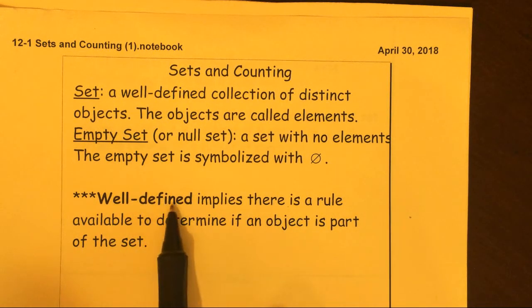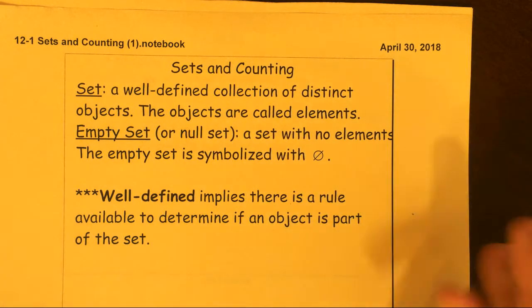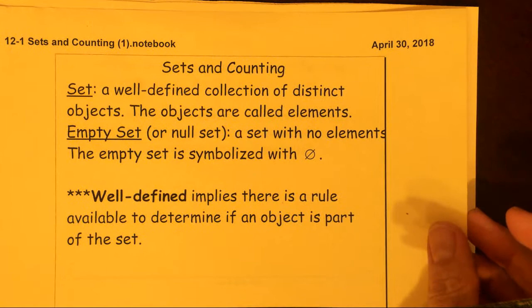When we say well-defined, it implies that there is a rule available to determine if an object is part of the set. And we'll do some examples in a second. I'm just going over the vocabulary.